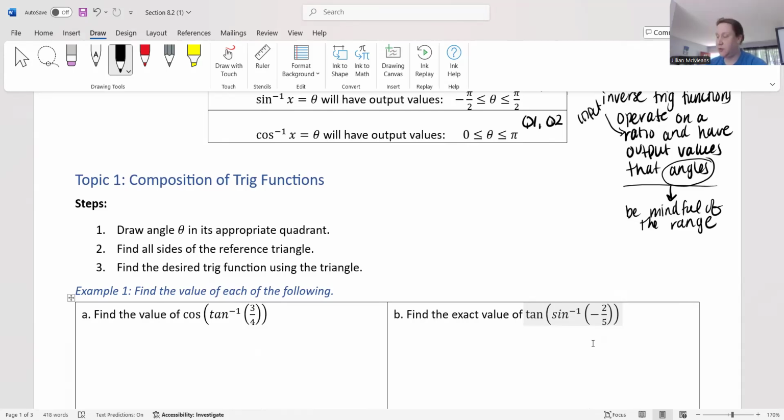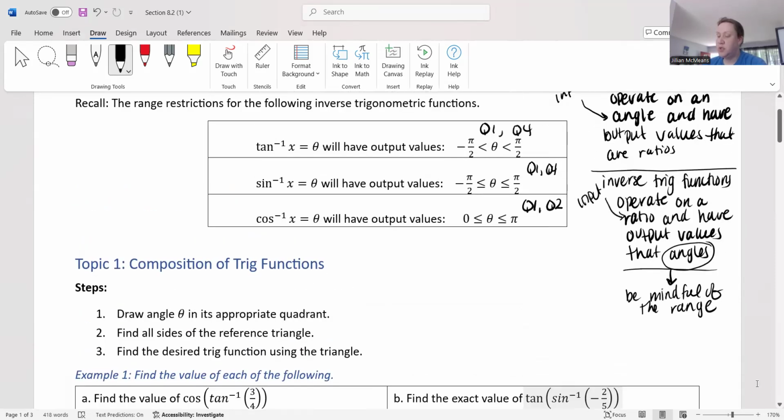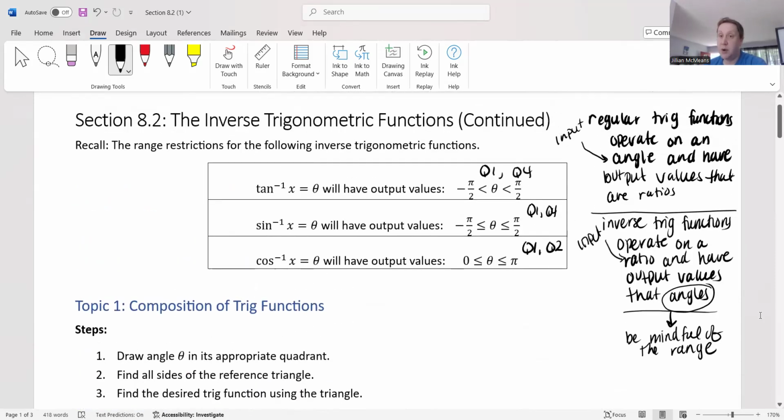So we have to be very mindful of our quadrants. Remember, when we're talking about inverse tan, we're talking about quadrants 1 and 4. When we're talking about inverse sine, we're talking about quadrants 1 and 4. And then cosine, or inverse cosine, we're talking quadrants 1 and 2.